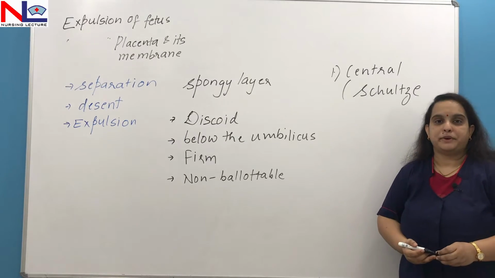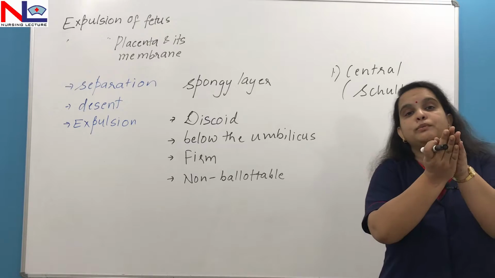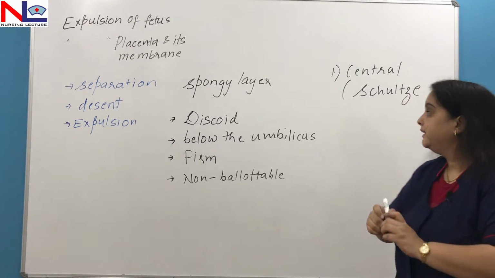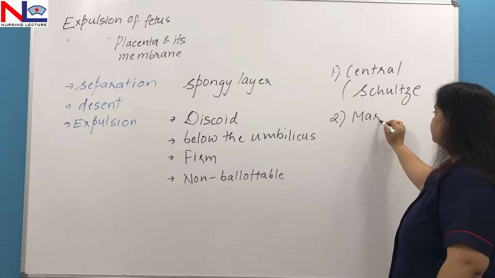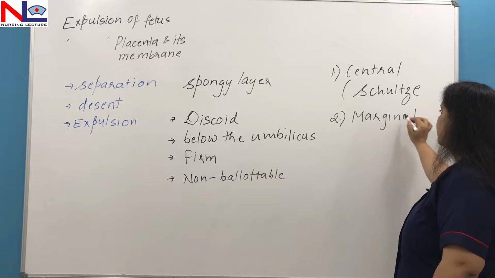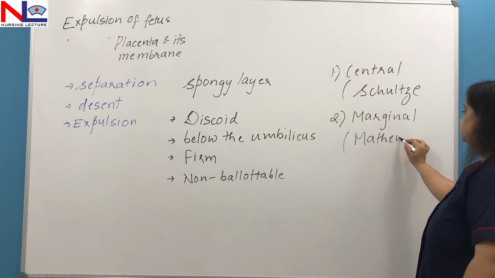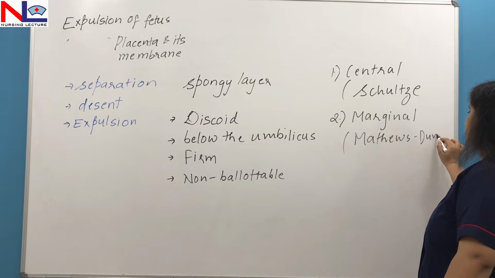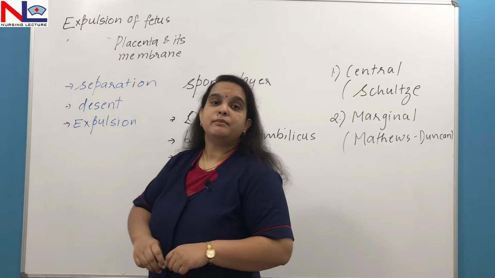Schultze method of separation, right? This is the central method of separation. It means the placenta is going to separate centrally, right? And the other method is the marginal, and the marginal method is also known as the Mathews Duncan method. So what are the central and marginal methods of separation?